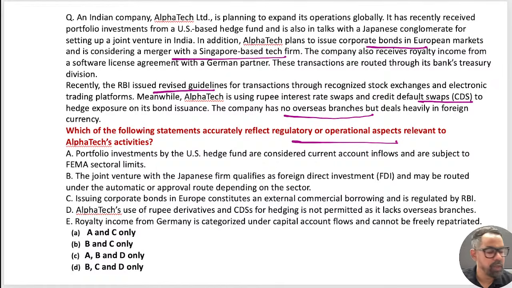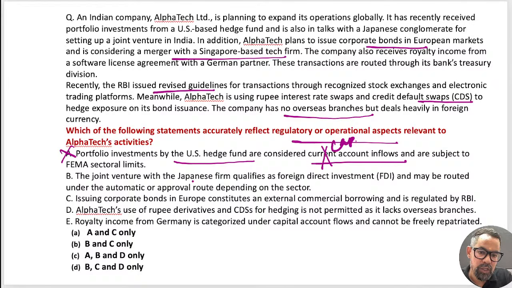Manoj sir is saying option D. Very fast. Other people also, guys, try. So when it comes to this, portfolio investment by US hedge funds is considered current account inflow and subject to FEMA limits, right? Portfolio investment should come under the capital account, right? So this should be wrong. It should be capital account, right?